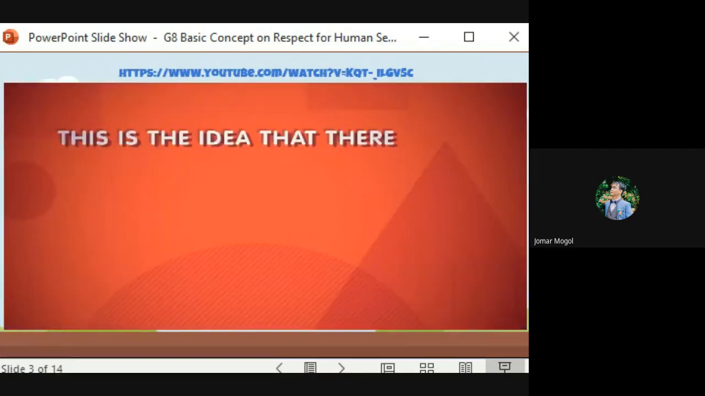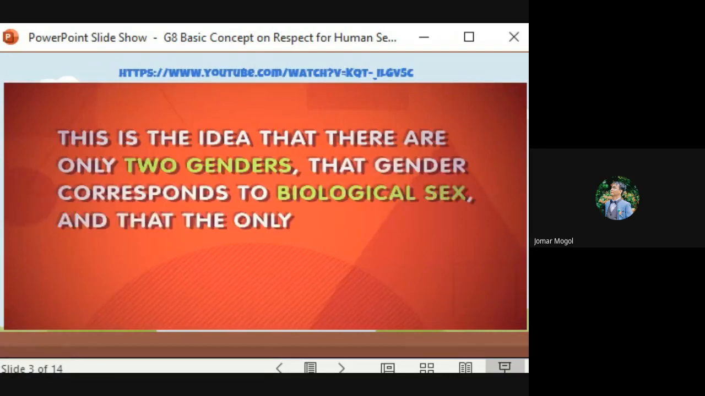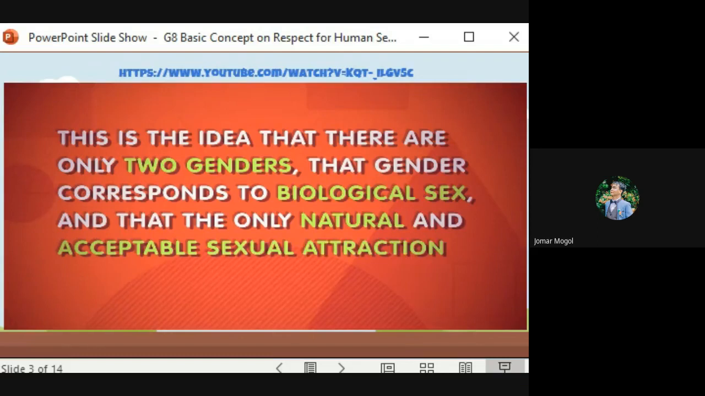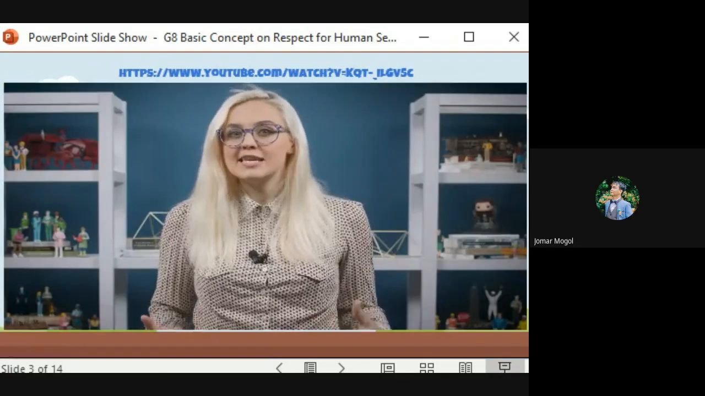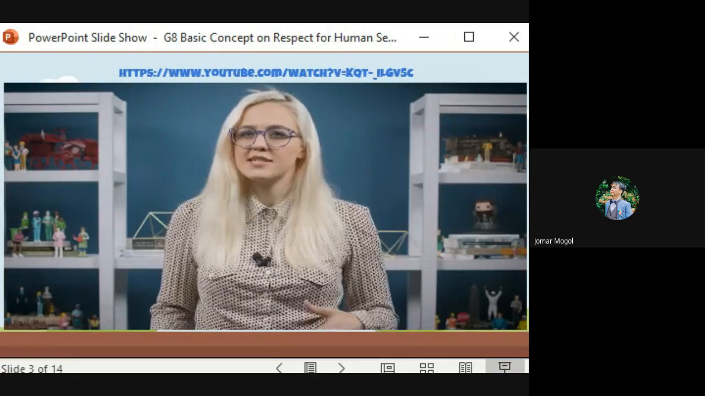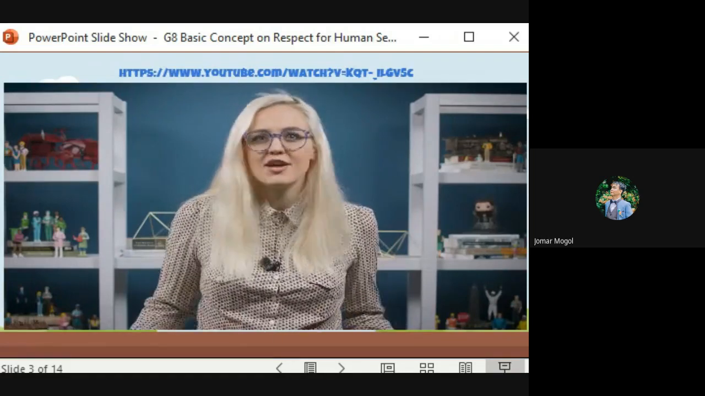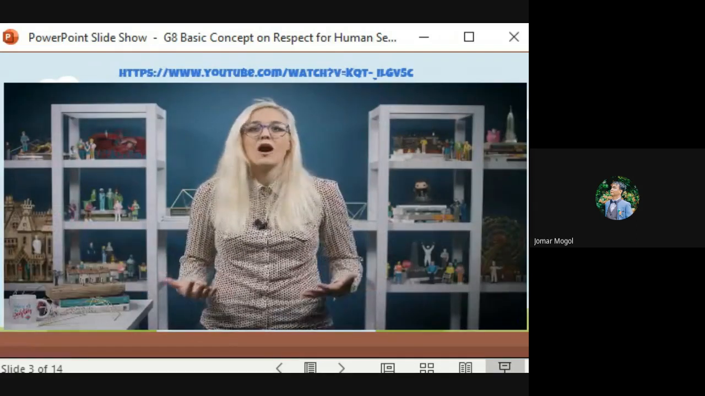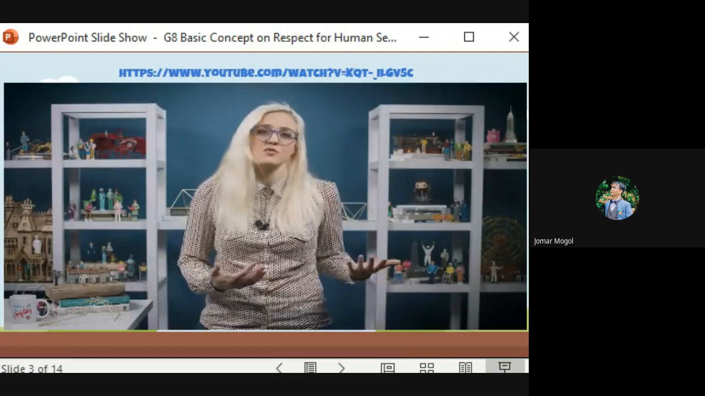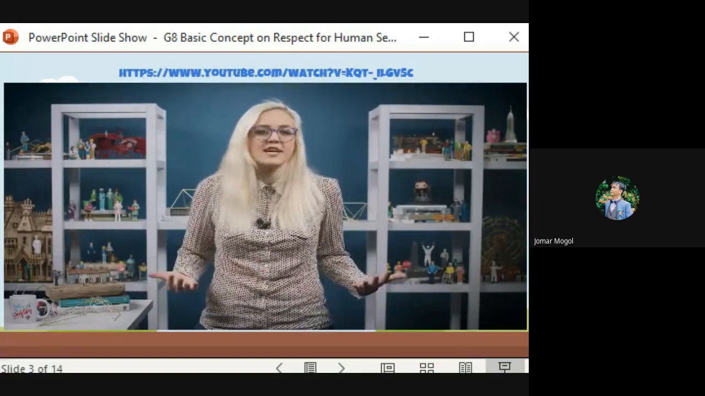This is the idea that there are only two genders, that gender corresponds to biological sex, and that the only natural and acceptable sexual attraction is between these two genders. Heteronormativity makes heterosexuality seem like it's directly linked to biological sex, but heterosexuality is just as much a social construction as any other sexuality. It's defined by dominant sexual scripts, privileged by law, and normalized by social practices like religious teachings. So it comes to be understood as natural in a way that other sexualities are not.